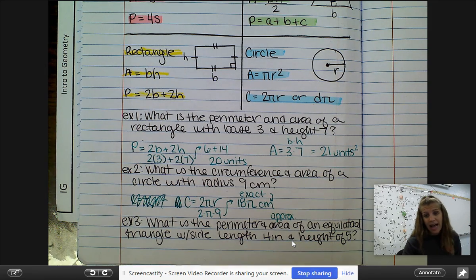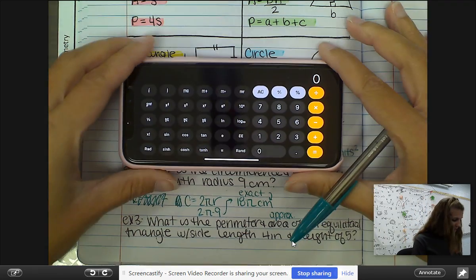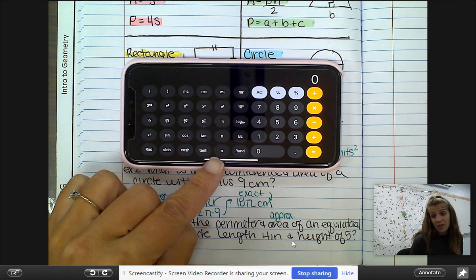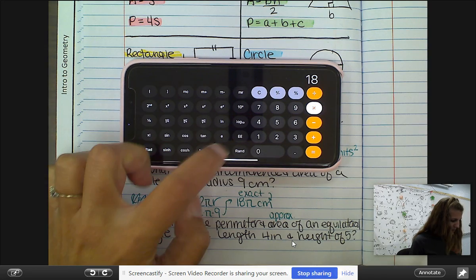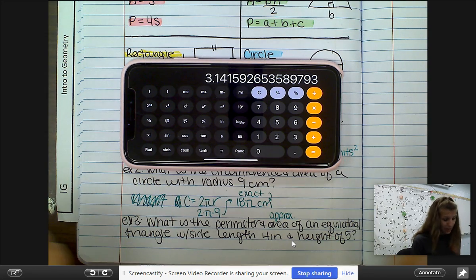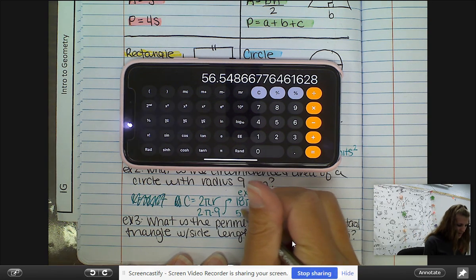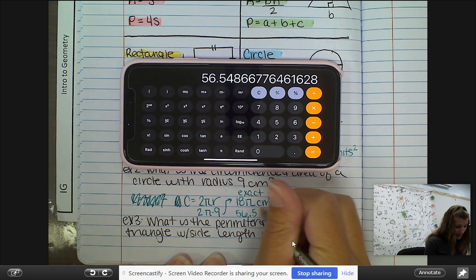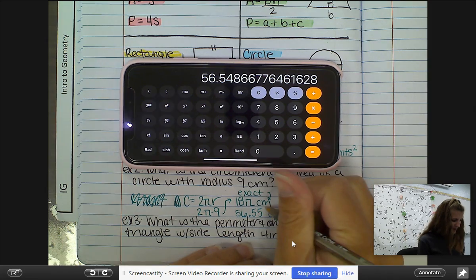If I want an approximate answer, then I can multiply by pi. And if you go to your calculator, if you're on an iPhone, and I know on Androids as well, I just don't know exactly where, there is a pi button, which is better to use than 3.14. So I would do 18 times pi, and I hit equals, and there I have it. So your approximate answer would be 56.55 if we're going to choose to round to the hundredths place. Okay, centimeters.